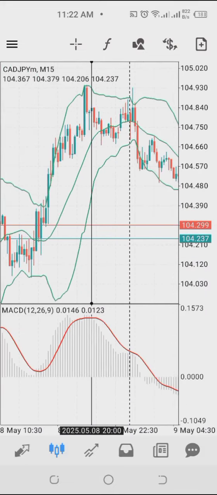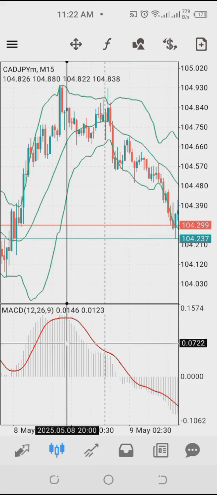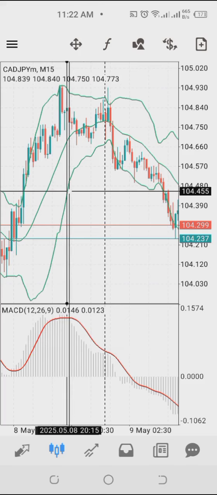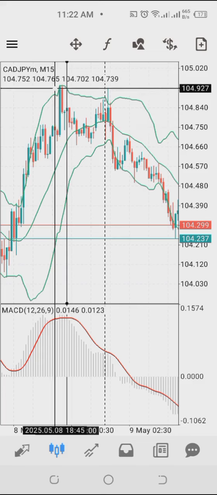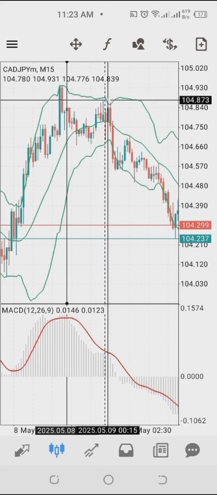Now on the M15, what am I looking out for, guys? Very simple. Firstly, I need to ensure that the MACD is above the zero line also. And remember what I said, this is the first movement out of the band. Now this is the second movement out of the band, guys.